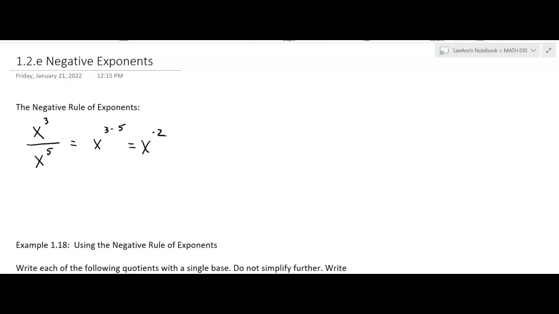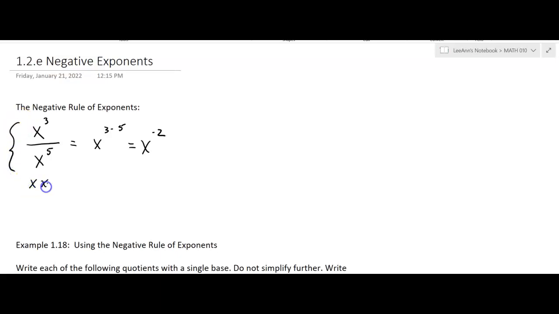Remember, subtraction is not commutative, so it makes a difference if you go 3 minus 5 or 5 minus 3. And you have to take the top one, the exponent in the numerator, and subtract the exponent in the denominator. Okay. But what does this really mean, x cubed over x to the fifth?